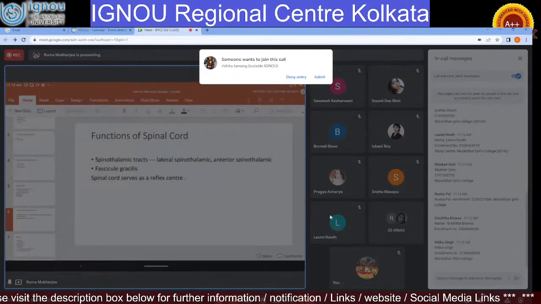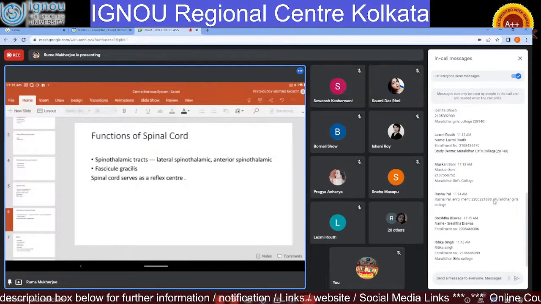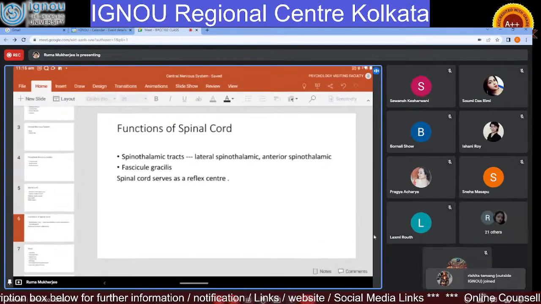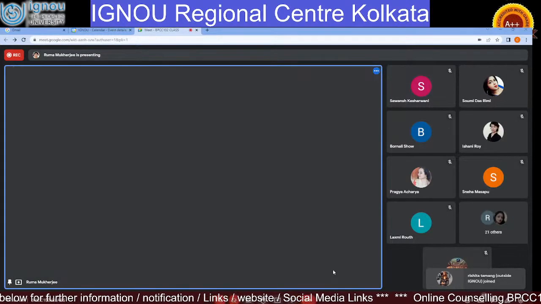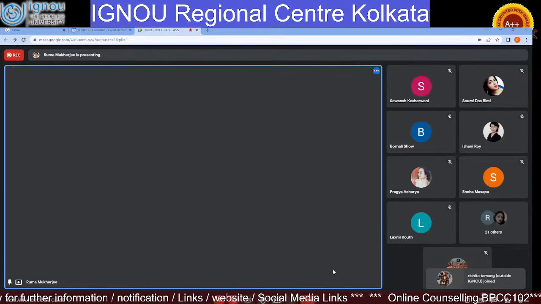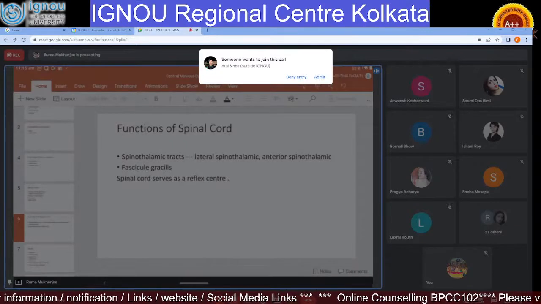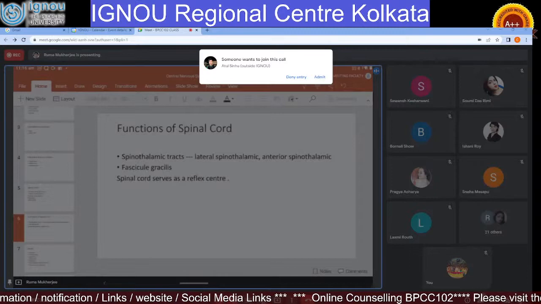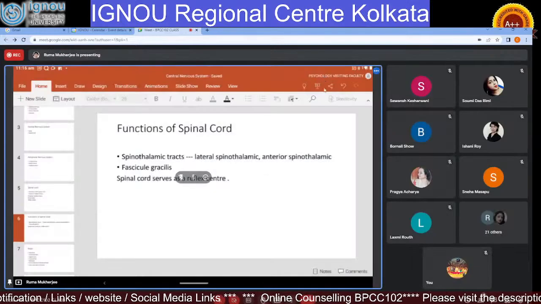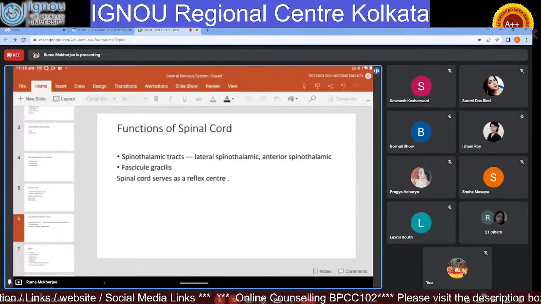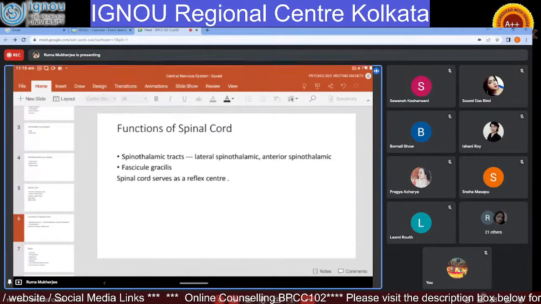Now what are the functions of the spinal cord? Let us see. There are several functions of the spinal cord. The spinal cord is responsible mostly for the simple reflexes that take place in the body. And the neurons of the spinal cord are responsible for sending information to the brain from the sensory receptors, that means the eye, ear, nose, touch, skin, etc., and for delivering the information received from the brain to the muscles and other glands of the body.